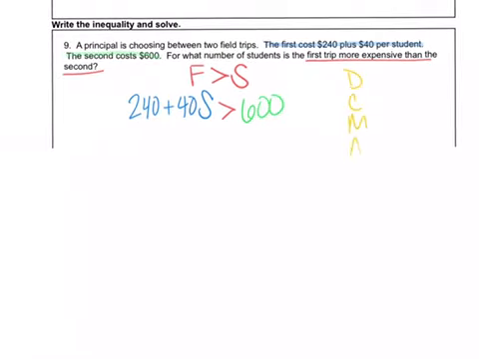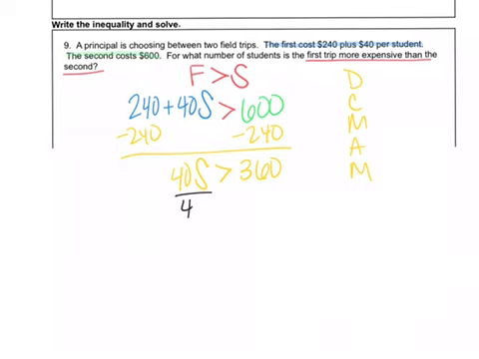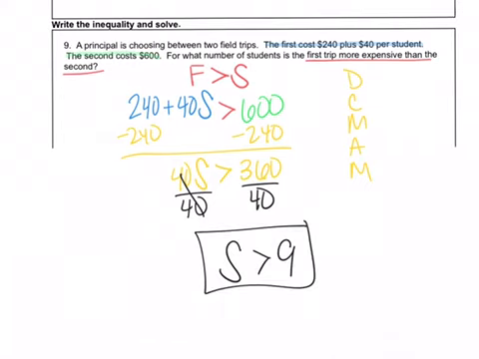This one asked me to solve, so now I use Don't Call Me After Midnight. I subtract 240 from both sides. So 40S is greater than 360. And then divide both sides by 40. So S is greater than 9.